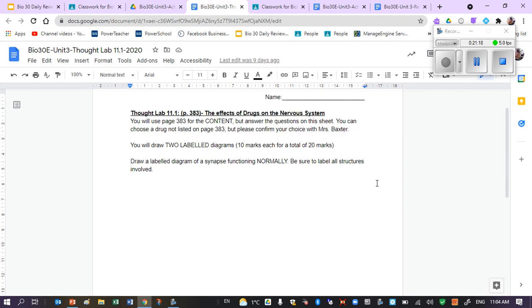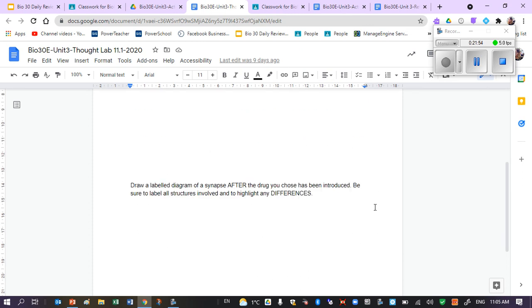You're going to draw two labeled diagrams, and it's really important that they're labeled. If I don't know what I'm looking at and you don't know what you're looking at, then it's not super helpful. I'm not looking for artistic prowess, I'm looking for, can I see the structures? The first one is a synapse functioning normally. I would be looking for, where's the presynaptic neuron? Where's the postsynaptic neuron? Where's the synaptic cleft? Where are the vesicles with neurotransmitters? Where's the receptor? Those are the types of things that I just showed you about in a typical synapse.